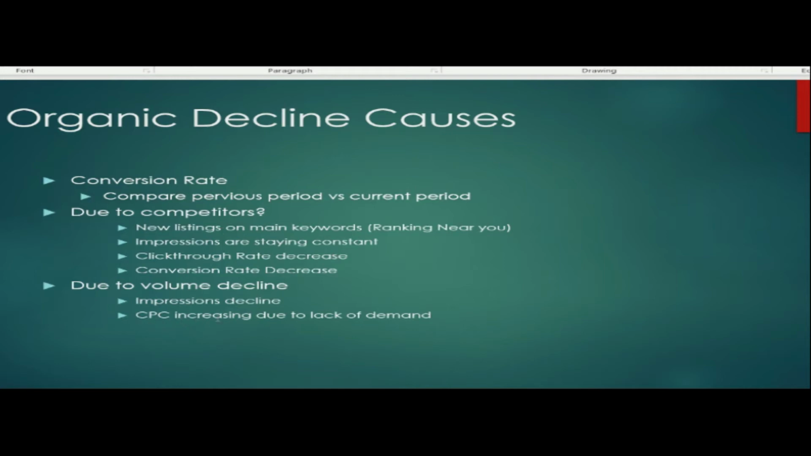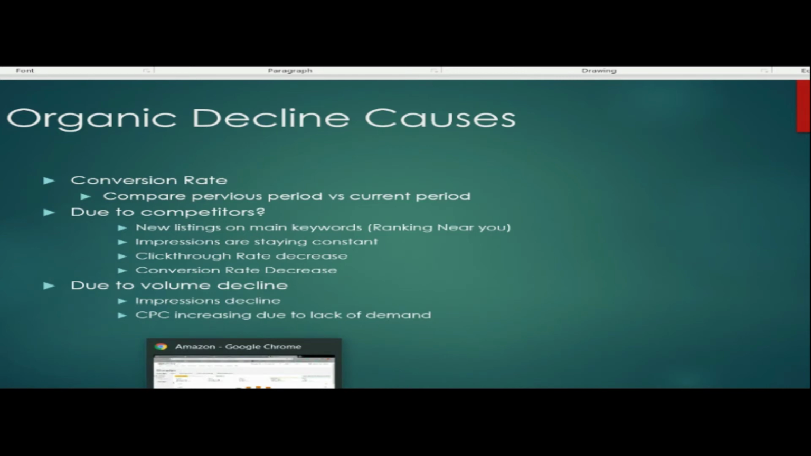And then another one is cost per click increasing due to the lack of demand, which means your impressions are declining. There are fewer people coming into the market, or fewer people coming in to buy products of that keyword. The cost per click is going up because everyone's paying more to get seen from fewer customers. It goes back to supply and demand.